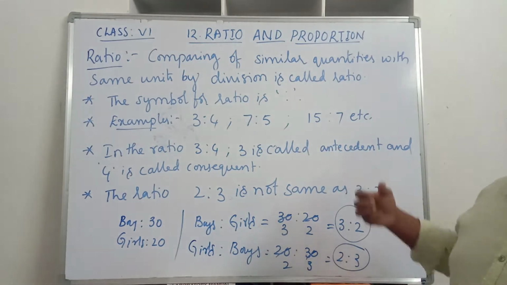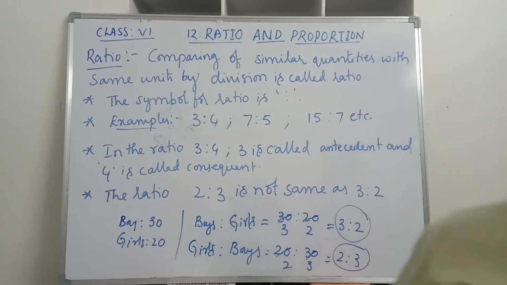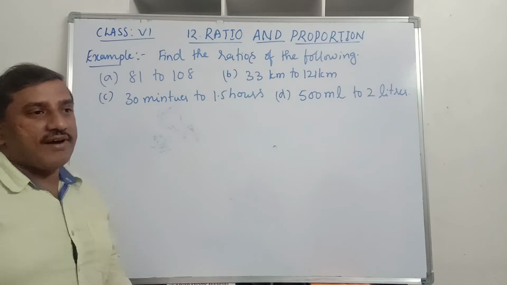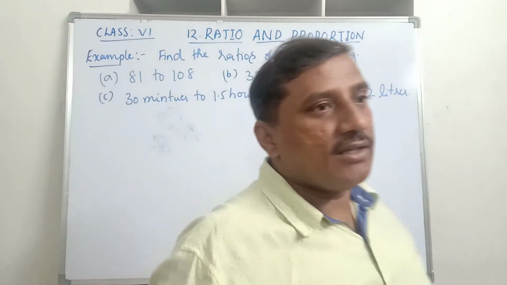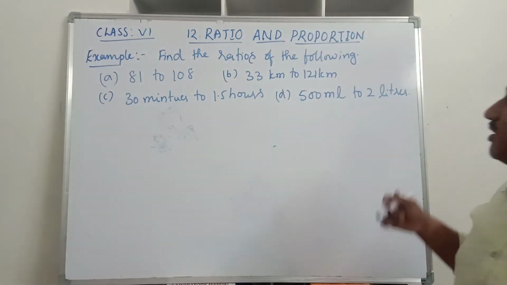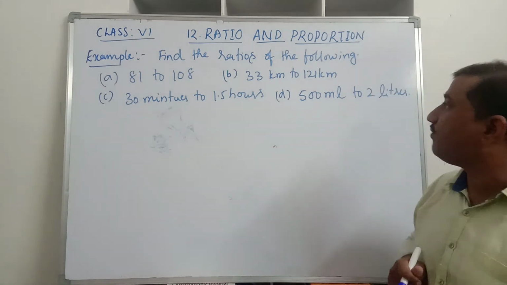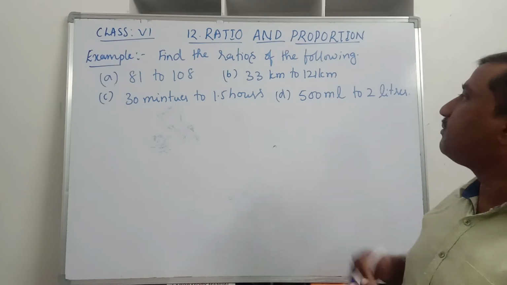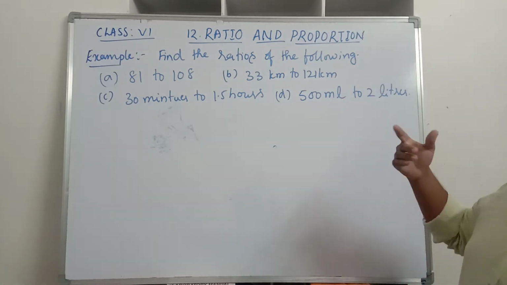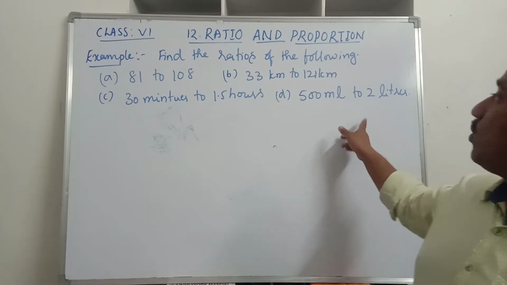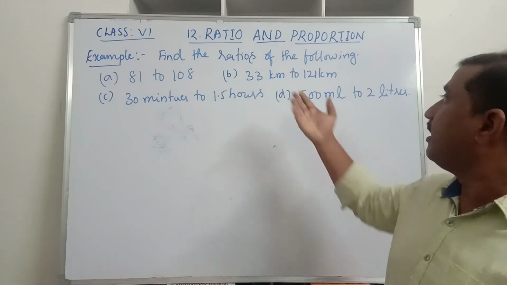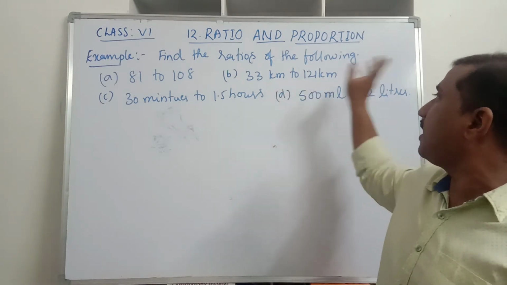Now, we will discuss the equivalent ratios. First, we will discuss an example of how to find the ratio. After that, we will discuss what equivalent ratios are. Example: find the ratios of the following. A bit: 81 to 108. These are simple natural numbers. B bit: 33 kilometers to 121 kilometers. Both are representing distance or length, and both have the same units, kilometers and kilometers.